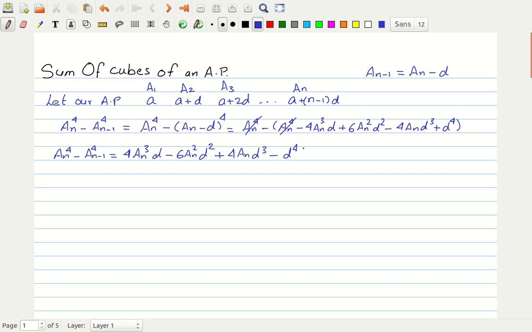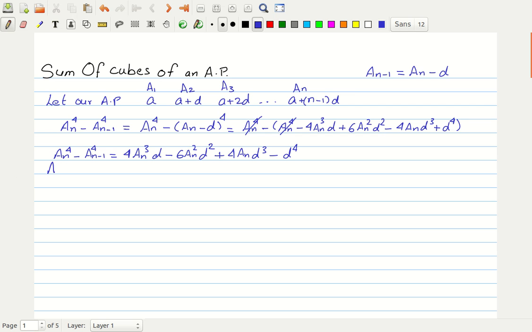All we are doing is we are simply following the same procedure that whatever we did for sum of squares of an AP. If you have not seen that sum of squares of an AP, I would recommend that you watch that video first, right?